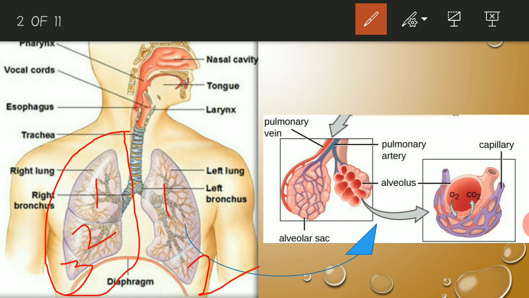Now see here, this is a notch or curvature or depression. This portion is important for the placement of the heart in between these 2 lungs. That means in the chest cavity or the thoracic cavity there are 2 organs, one is the lung and another is the heart.